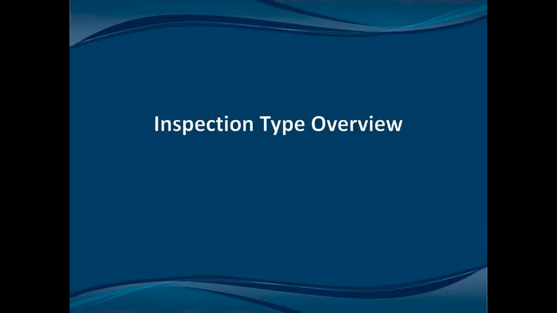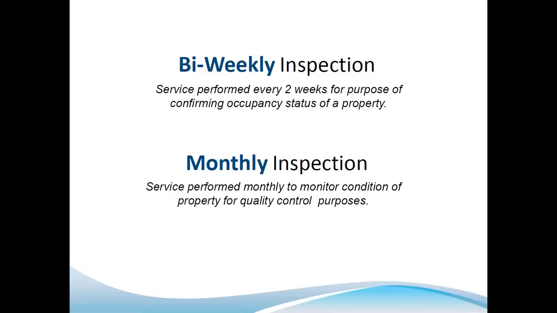Inspection type overview. Vector Field Services will be completing two different types of inspections for APS. The first is a bi-weekly inspection. This will be performed every 2 weeks for the purpose of confirming occupancy statuses. The monthly inspection report will be a service performed monthly to monitor the condition of the property for quality control purposes.